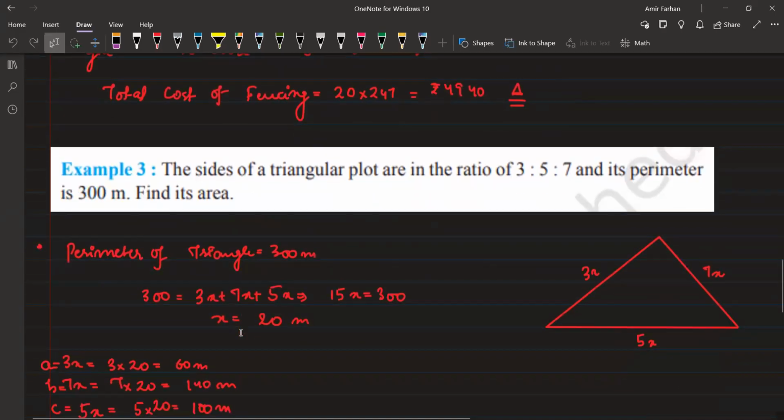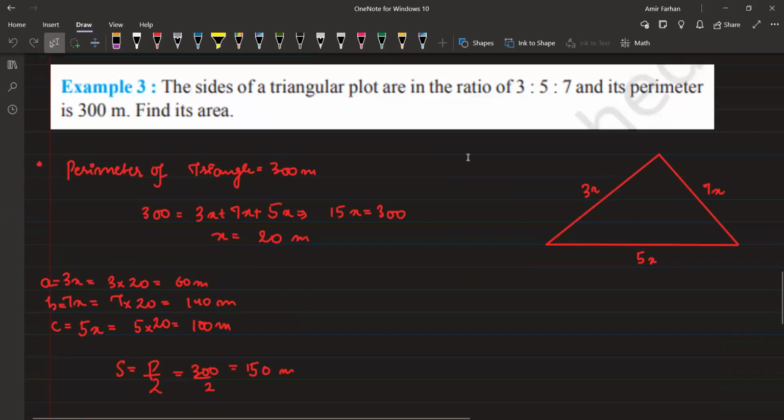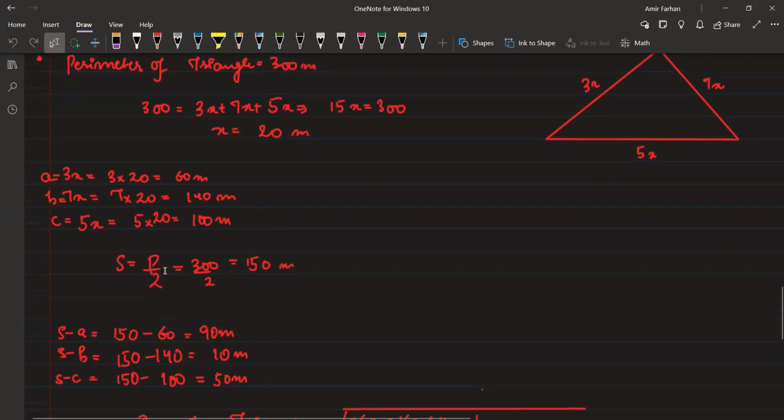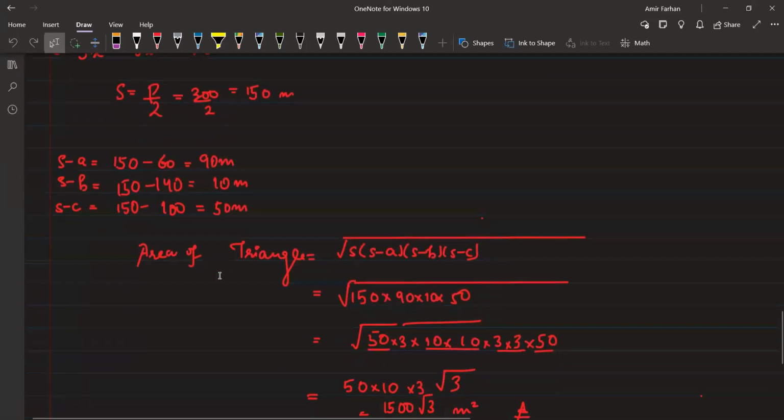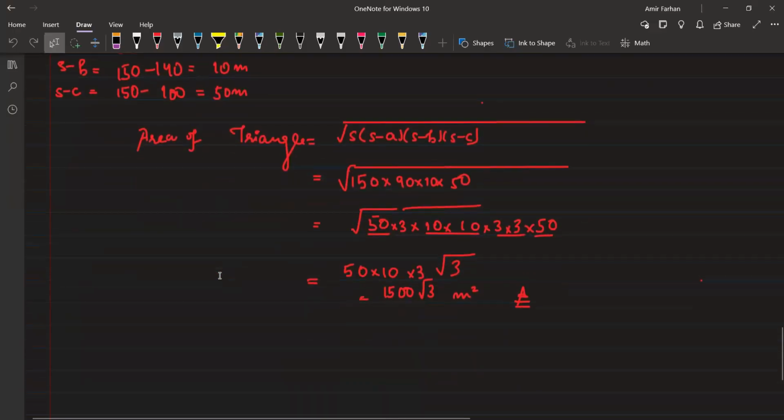The answer would be: the ratios of the sides are given to you. I'm going to assume x is the factor that is multiplied, so 3x, 5x, and 7x. That is the total perimeter, so the x value is coming out to be 20. The factor x is equal to 20 meter. Now the value of a is 3x, that is 3 into 20 is 60. Similarly, abc will be calculated. The perimeter is 2s, so the semi-perimeter is p by 2, that is 150. The area comes out to be 15 root 3 meter square. Clear, all of you?